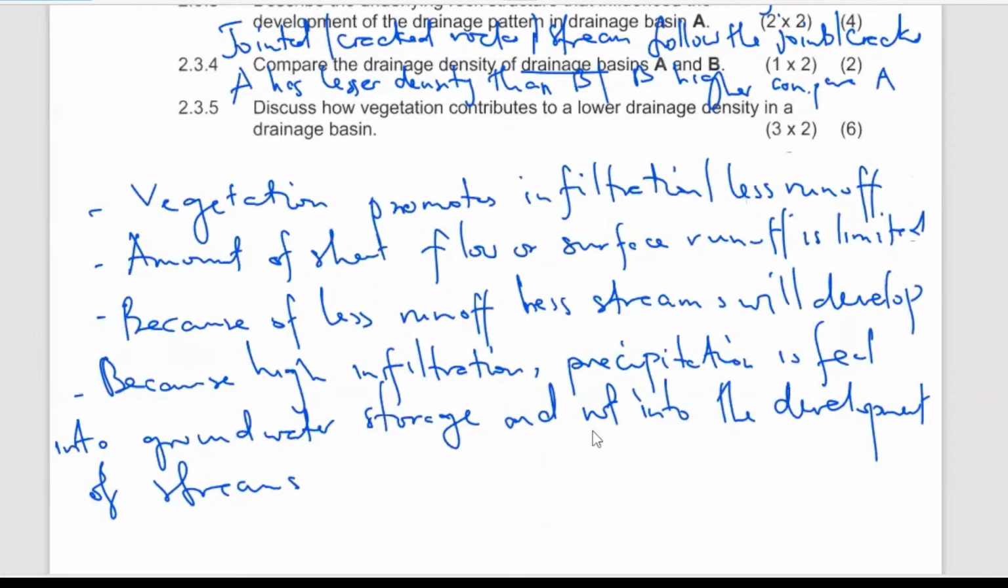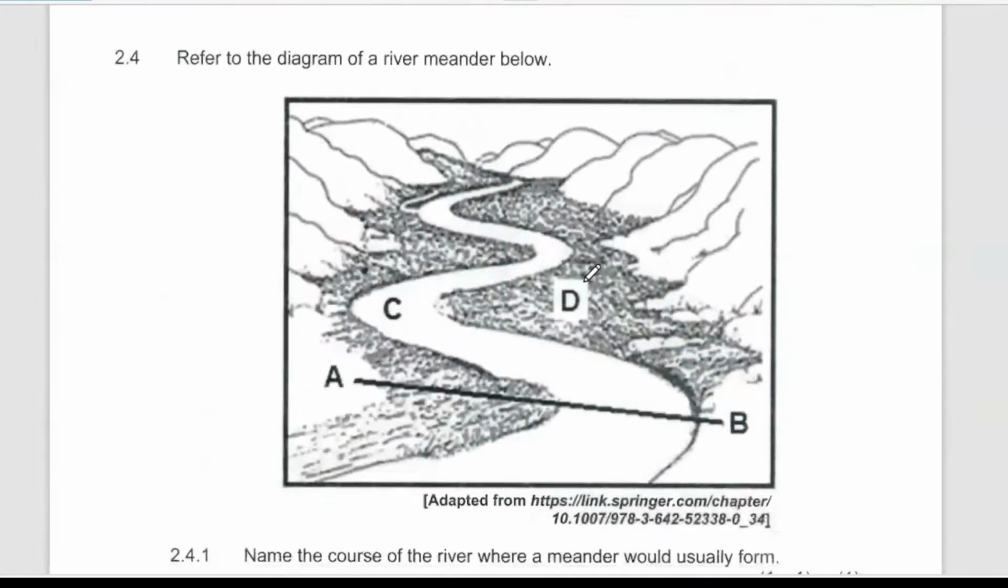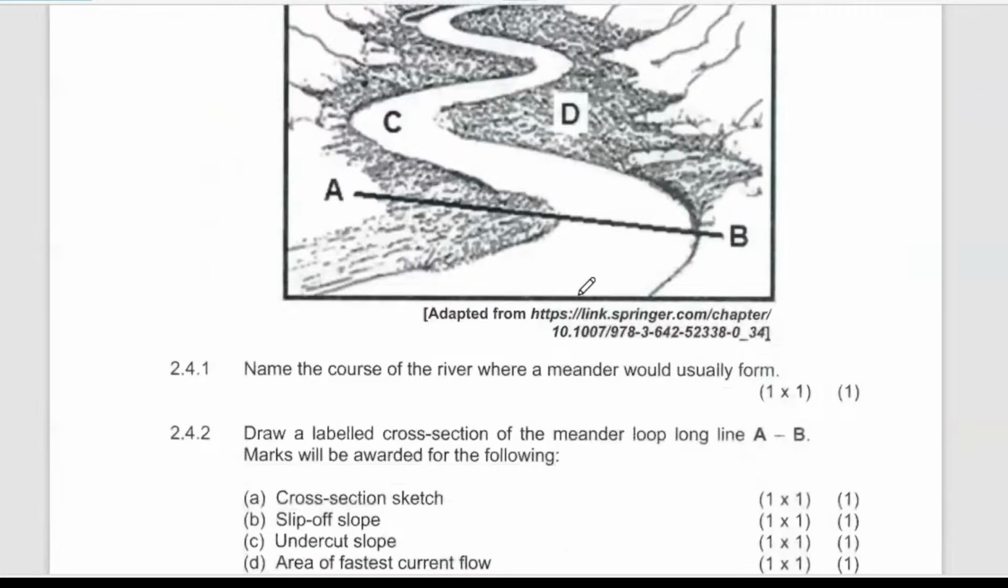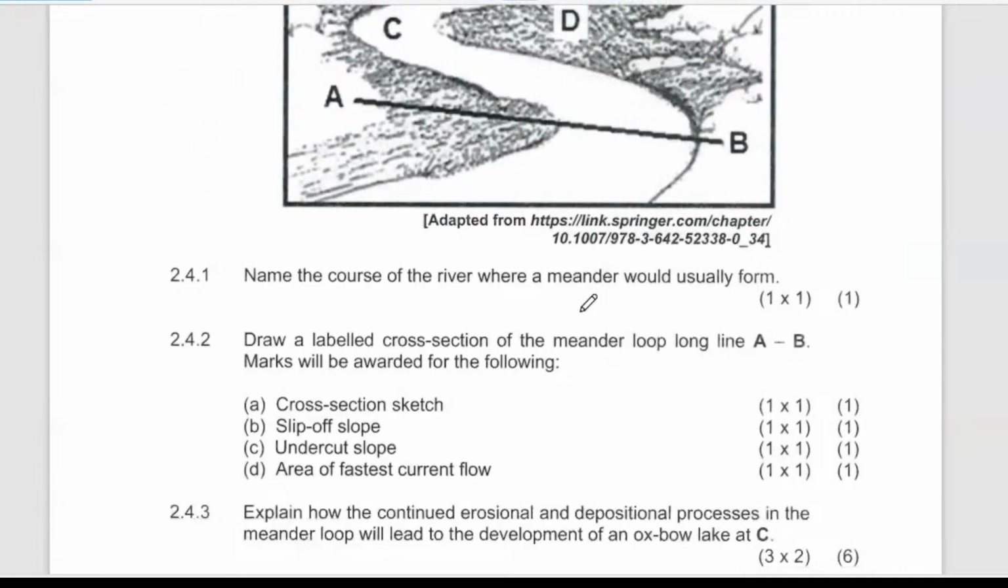It means the implication is that vegetation is going to promote infiltration. And as there's high infiltration, there's less sheet flow or less surface runoff. Because of the absence of surface runoff, fewer streams are going to develop, because our streams develop from surface runoff. And as a result, we are going to have fewer streams developing in that area. More of the precipitation is fed into groundwater storage and does not contribute towards the development of streams on the ground surface.